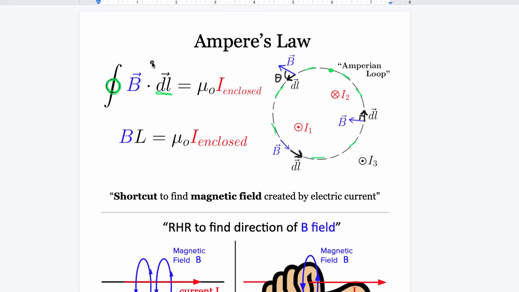So if you take this integral of B along the path all the way around, Ampere said that this integral is always going to have to equal mu naught, which is just a constant. It's 4 pi times 10 to the negative 7th. This is always going to have to equal mu naught times the I enclosed.